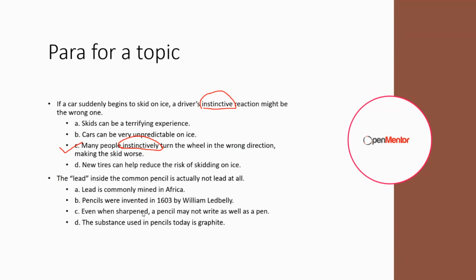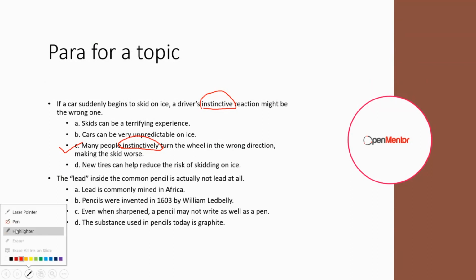The lead inside the common pencil is not actually lead at all. Now let us explore the options. I'll read out the first option for you. A, lead is commonly mined in Africa. Option B, pencils were invented in 1603 by William Leadbelly. C, even when sharpened, a pencil may not write as well as a pen. D, the substance used in pencils today is graphite.